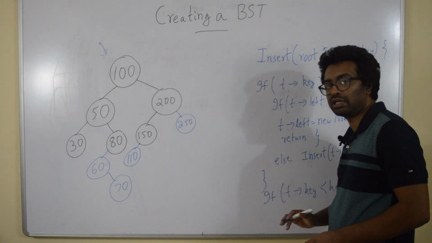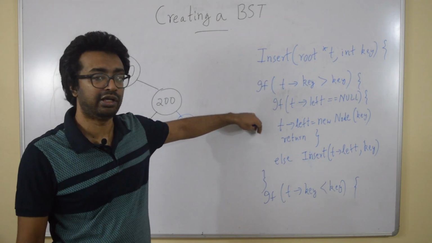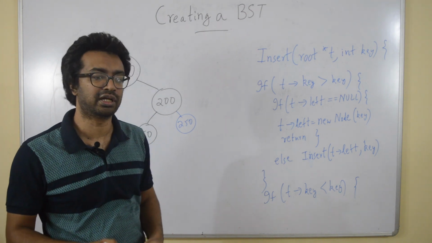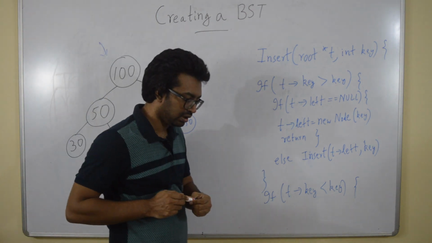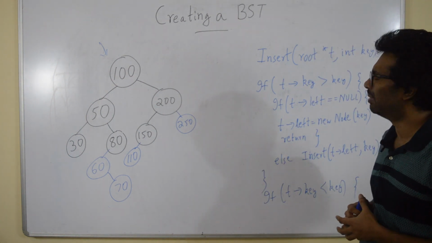What should you do in this case? You will have to turn right. And so here we had inserted it into the left. On the other hand, here you will have to insert on the right. This is how you will create a binary search tree.